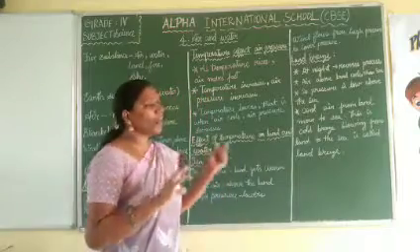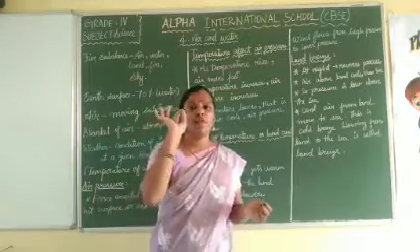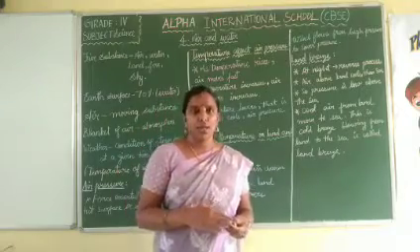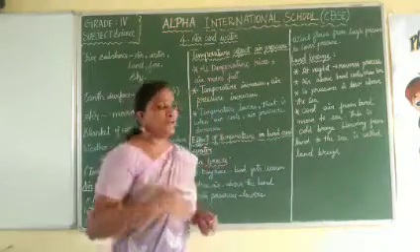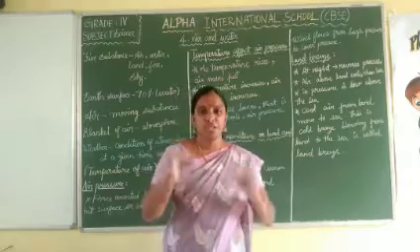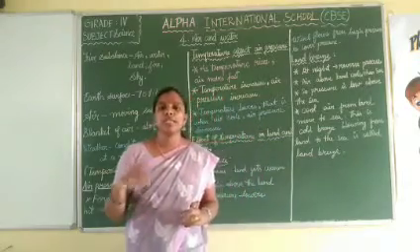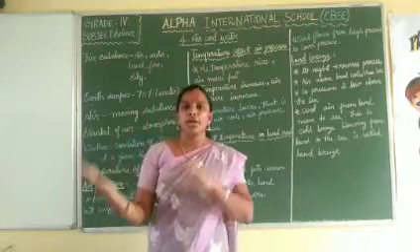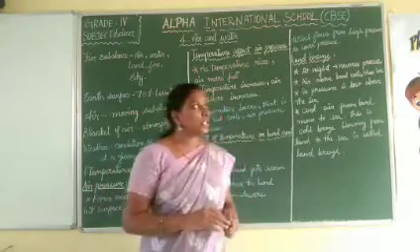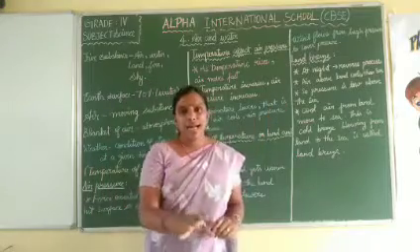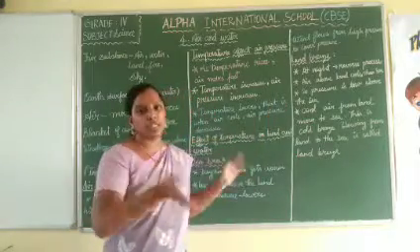We know that wind will flow from high pressure to low pressure. It is just like a formula: the wind flows only from high pressure to low pressure. Okay children, now we will see the land breeze, which is just the opposite of the sea breeze.